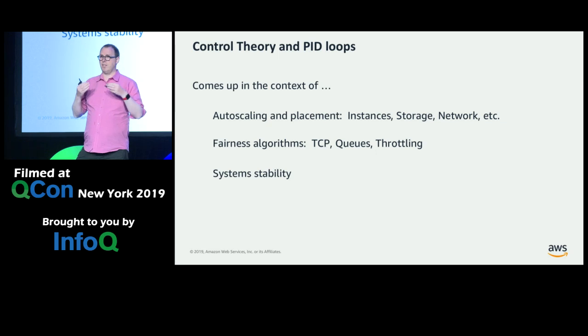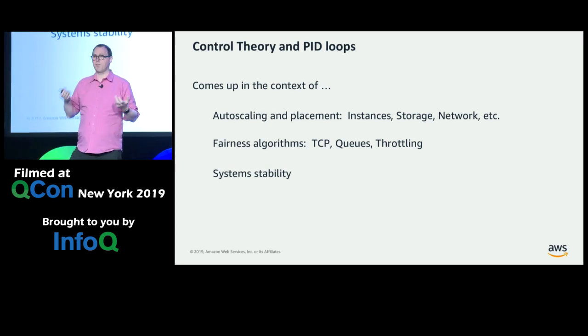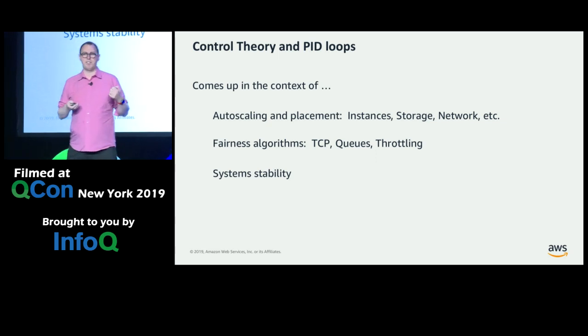I see a lot of places where control theory is directly applicable but rarely applied. Auto scaling and placement are really obvious examples, and we're going to walk through some. Another is fairness algorithms. A really common fairness algorithm is how TCP achieves fairness. You've got all these network users and you want to give them all a fair slice. That's essentially a PID loop. And there's system stability: how do we absorb errors and recover from them? I'll give you some examples.